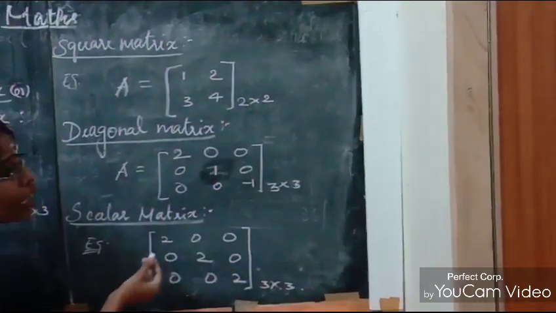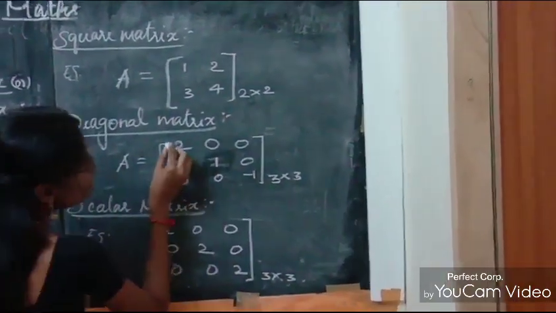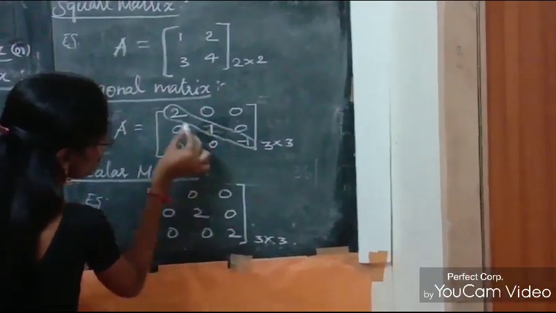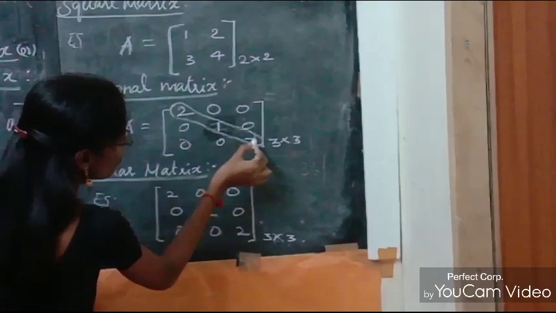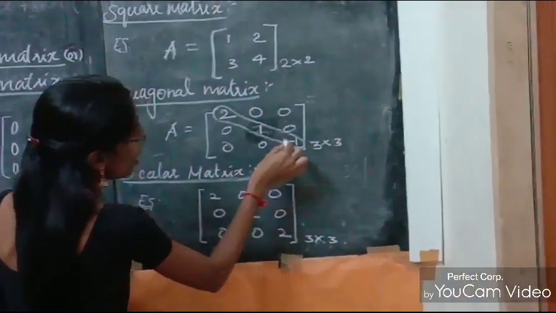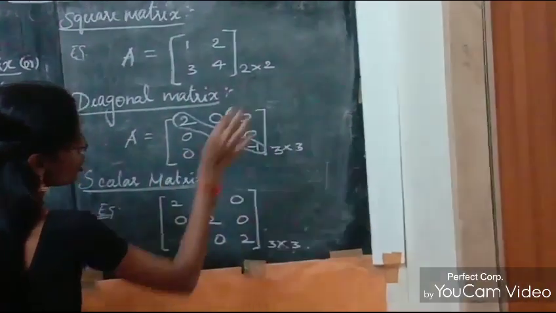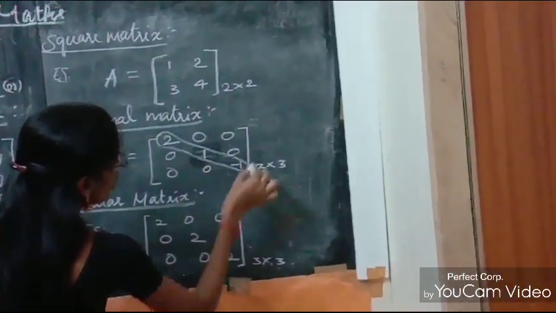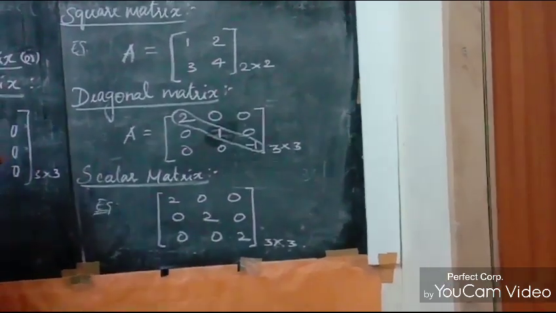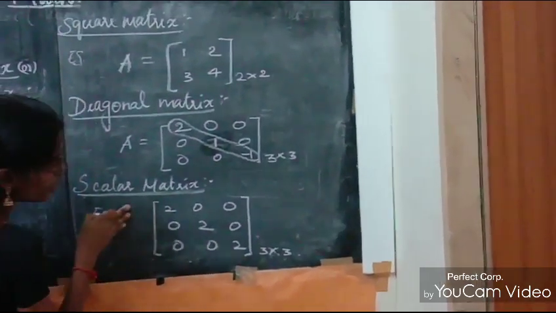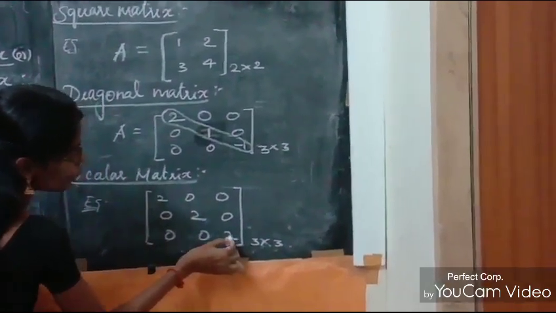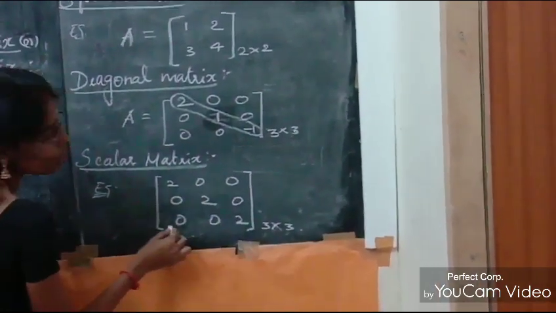This is an example for a diagonal matrix. These are the leading diagonal elements. The diagonal elements are 2, 1, minus 1. These are not equal and the rest of the non-diagonal elements are 0. The order of the matrix is 3 cross 3. Scalar matrix. In a scalar matrix, the leading diagonal elements are equal and the rest of the non-diagonal elements are 0.